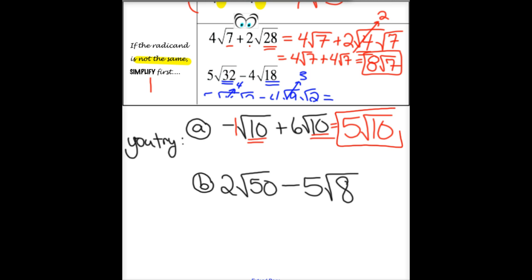Raise your hand if you had that one right. Hopefully most hands are up because when the root's the same, life is easy peasy.